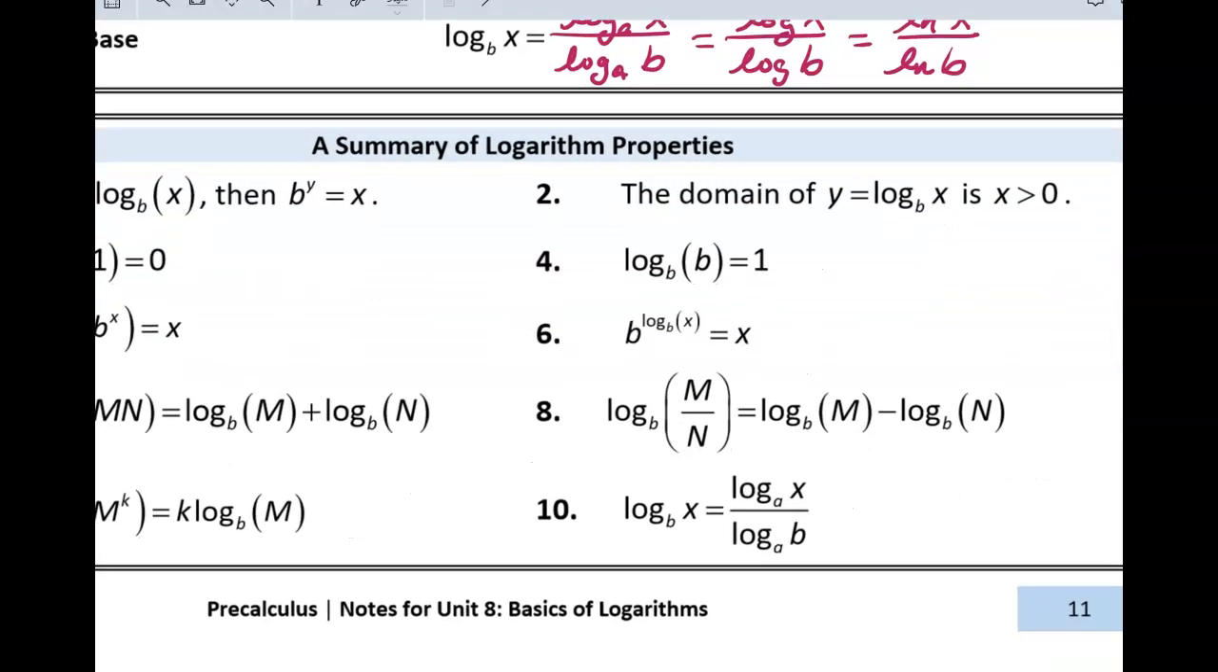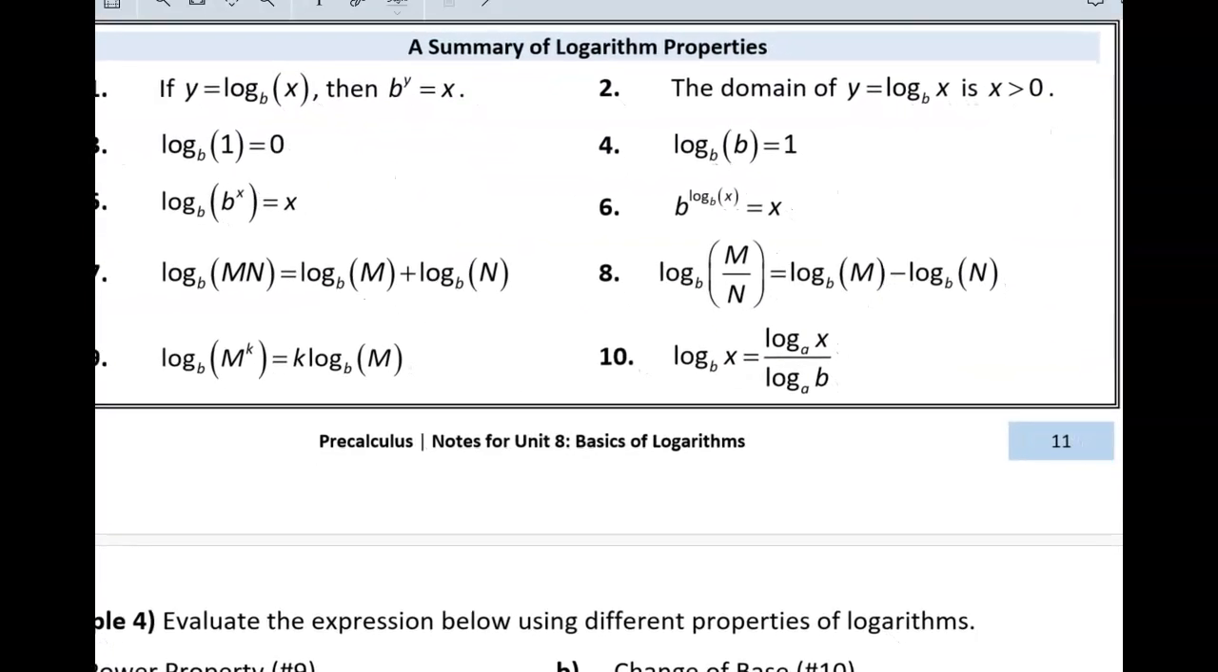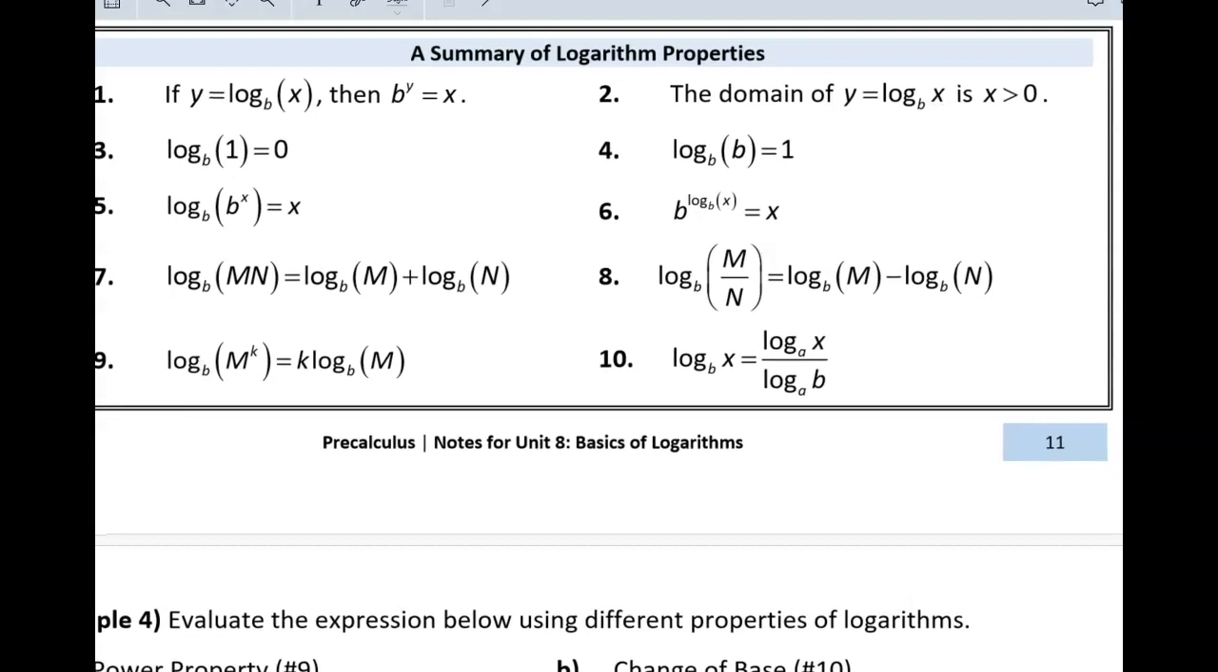All right, now below what you'll see is a list of all of the properties that we have studied in this unit so far. We have logarithmic to exponential in number 1. Number 2 just states what's the domain of a logarithmic function. Its argument is a positive number. In 3, we have the log of 1 is equal to the exponent 0, and the log base b of the base itself is equal to 1. 5 and 6 are the inverse properties, and then 7, 8, 9, and 10 are the 4 properties that we've developed during this lesson.